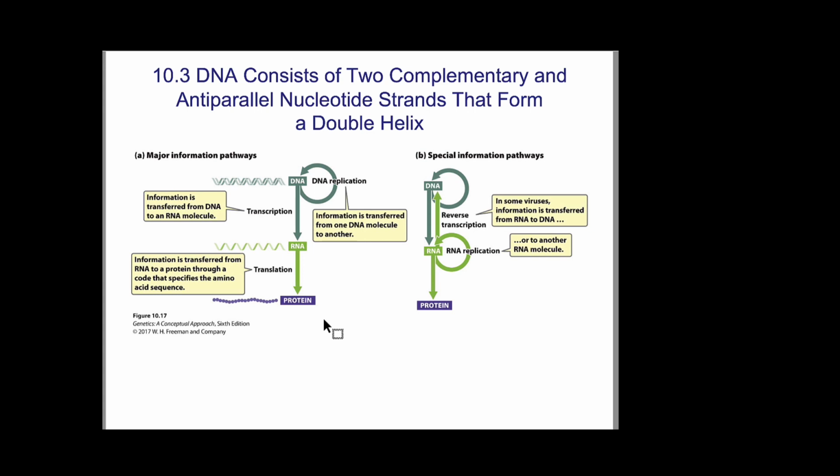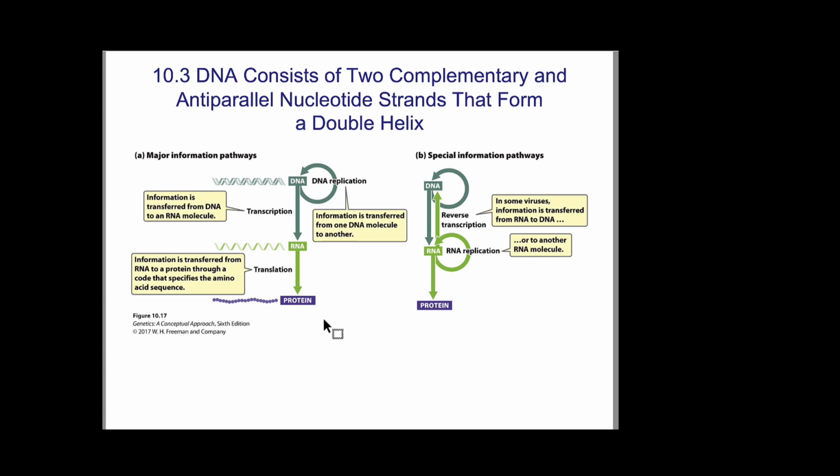All right, so this diagram here, which is also in your textbook, shows what we call major information pathways. Figure A shows the central dogma, which is that DNA is transcribed into RNA, and RNA is translated into protein. However, I want you to know that there are some misrepresentations or exceptions to the central dogma that make it somewhat false.